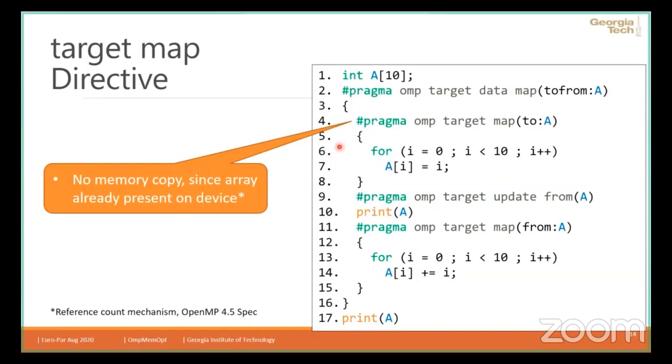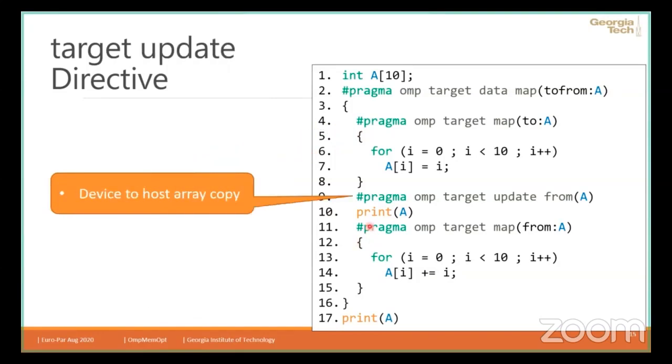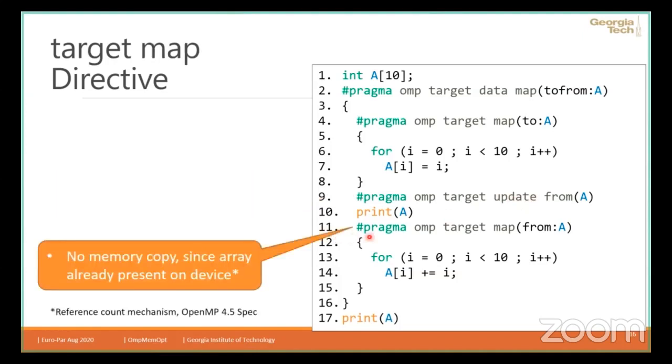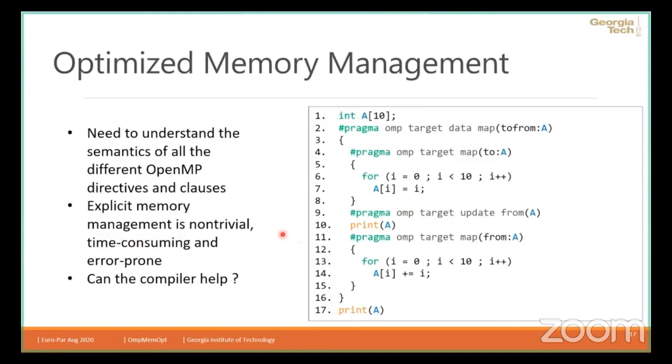But since the host reads the array A on line 10 and the kernel had updated the array A on the device, we need to force a copy from the device to the host, and that's why we can use the target update clause here, which copies the array from the device to the host. And again, the line 11 target map directive doesn't cause any data movement from the device to the host or host to the device.